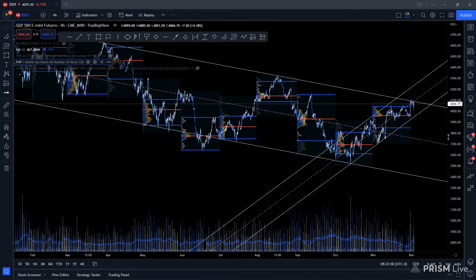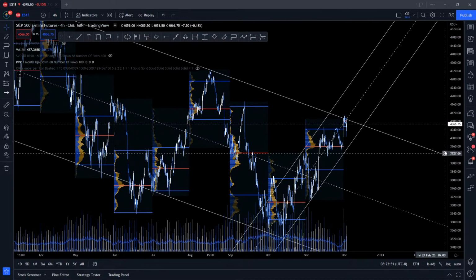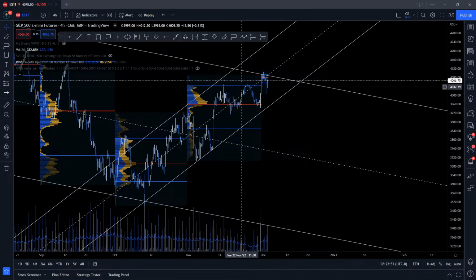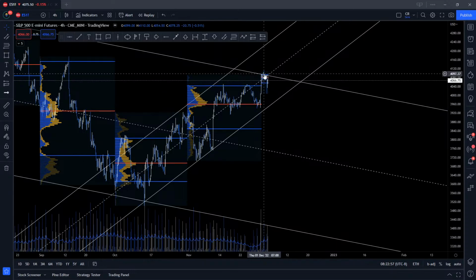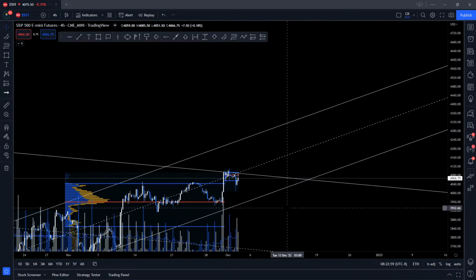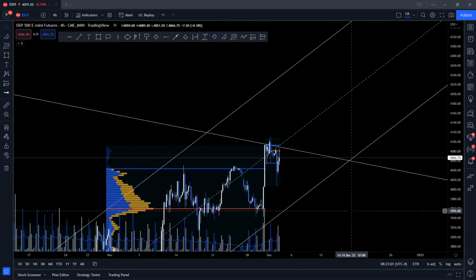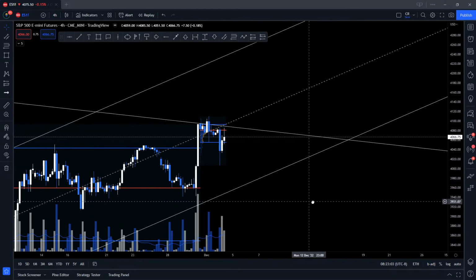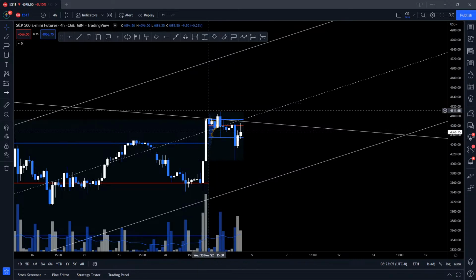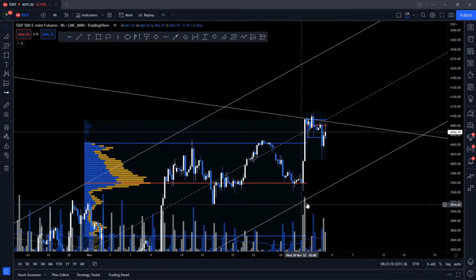And what I want to do is get the previous month value area high and low, and POC. And then this is up here. I'm trying to zoom in so you guys can see it well, but up here, this is going to be our December forming POC.